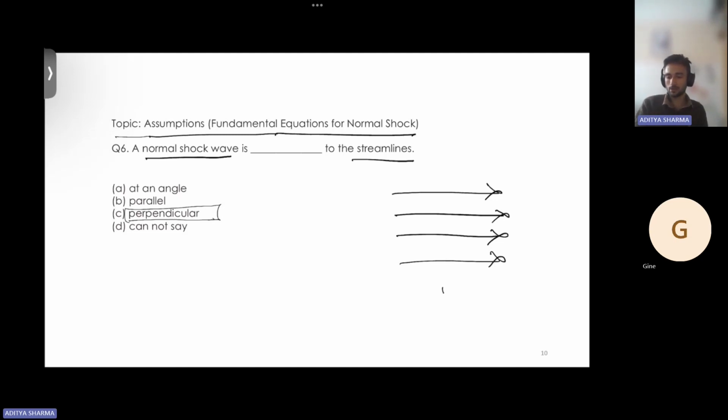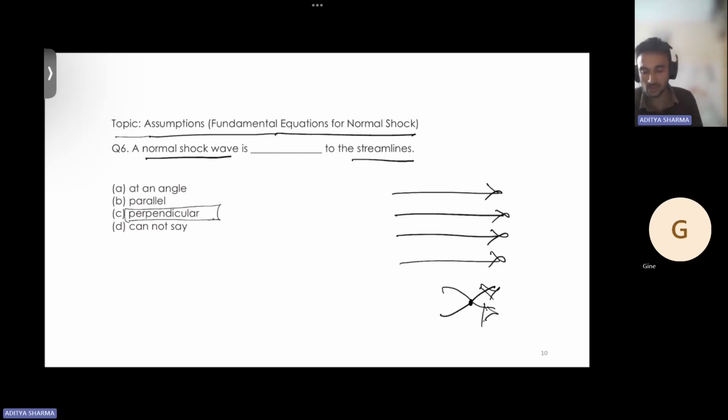One such property is that two streamlines cannot cross, because at a common point there will be a dispute about what the direction of the velocity should be. In that case the definition of streamlines won't hold true. So this is one such property of streamlines. Okay, so such streamlines have been mentioned in this question.